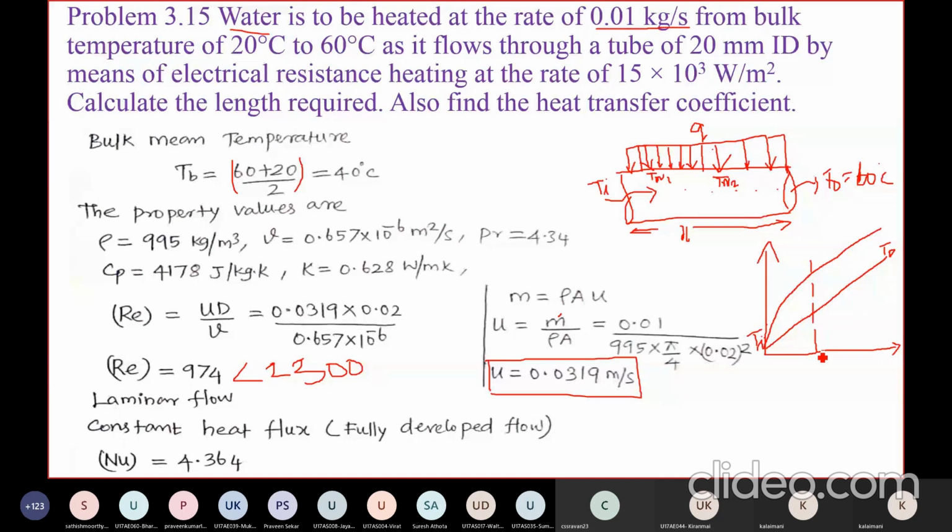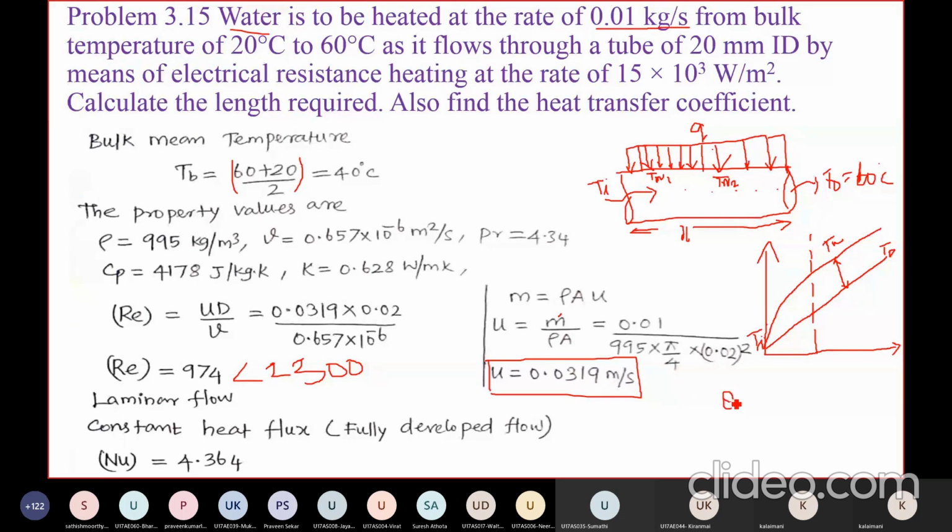After that, the flow is to be fully developed flow, because the temperature difference between your wall and your bulk mean temperature is constant, as your wall temperature keeps on increasing. That will be your outlet temperature. So while we consider a fully developed flow, for the heat transfer we can use this formula.